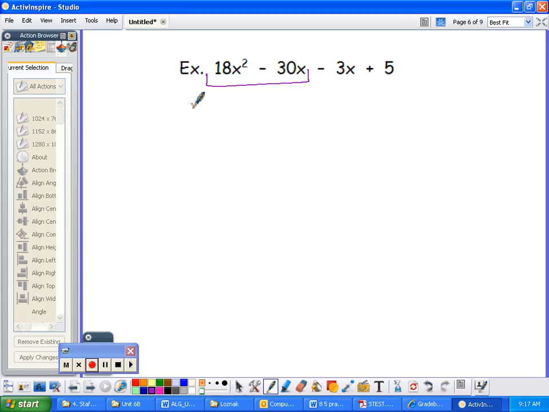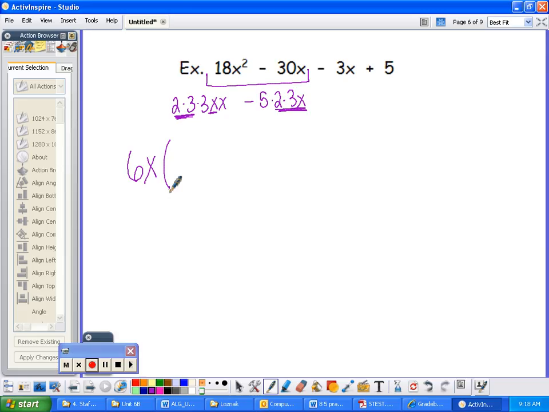So 18 breaks down to 2 times 3 times 3 and 2 x's minus 5 times 2 times 3 and an x. So I'm going to find what I have in common. I have a 2, a 3, and an x. So 2 times 3 is 6, and I have an x. So my greatest common factor is 6x.